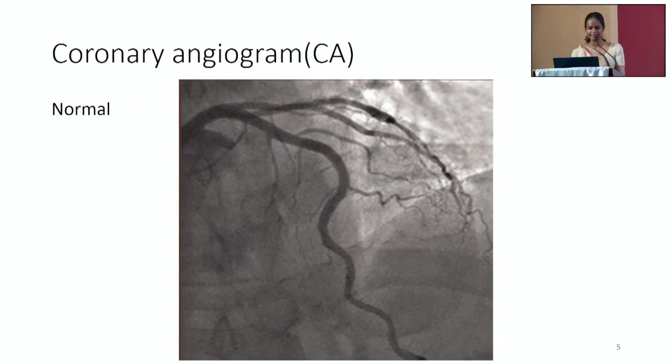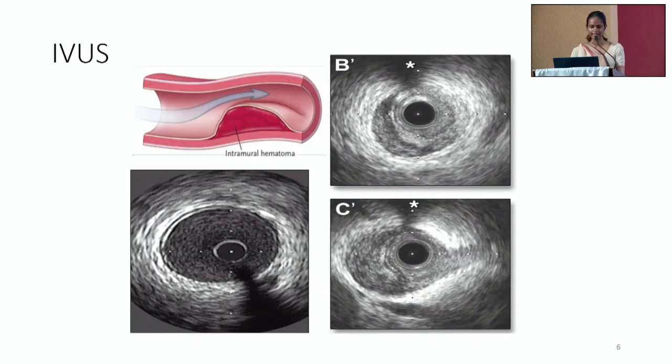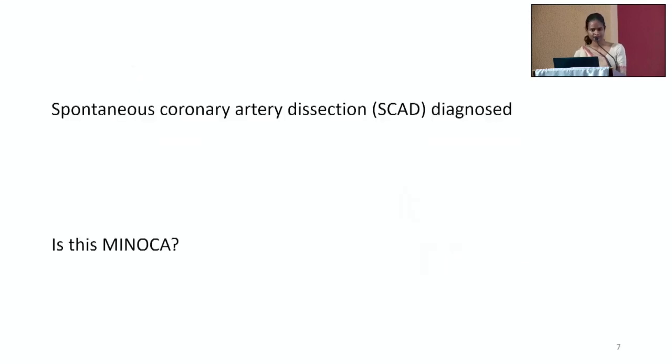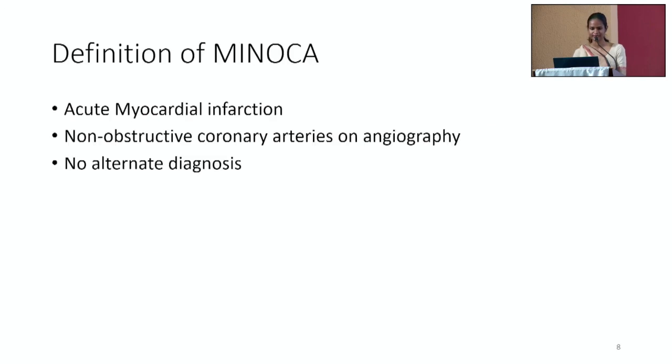We put a tiny ultrasound probe into the epicardial artery, and that showed something like this. There's a separation of adventitia and media of the coronary artery. There's a dissection which has got intramural hematoma. This condition is called spontaneous coronary artery dissection. So, is this MINOCA? We'll move on to the definition of MINOCA.